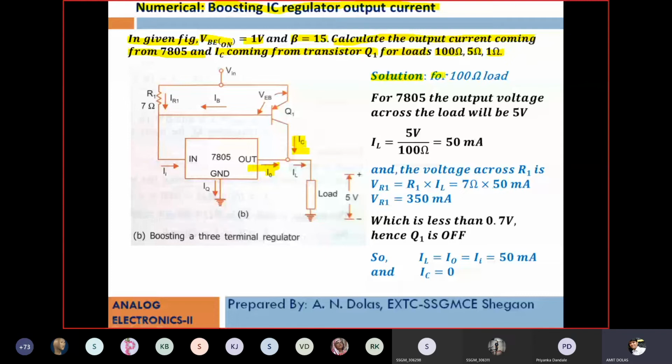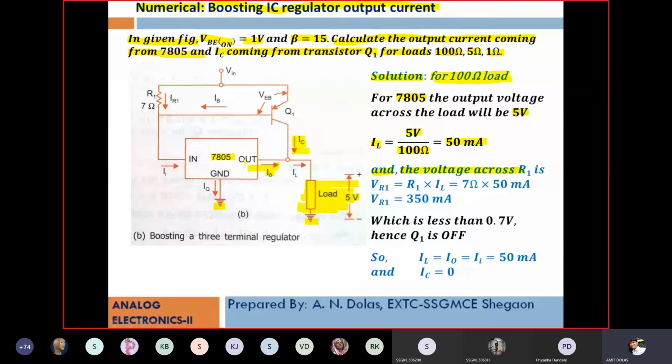So this load is now 100 ohm. Whatever is connected here is now 100 ohm. What will be the output voltage across it? The output remains 5 volt because we are using 7805. The output between the output terminal and ground will not change. It remains constant at 5 volt. So for the 7805, the output voltage across the load will be 5 volt. Of course, it is fixed. Therefore, the load current demand is 5 volt divided by the 100 ohm load. Load voltage divided by load resistance is load current. It is only 50 milliampere.